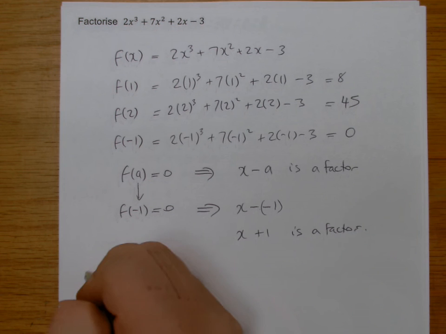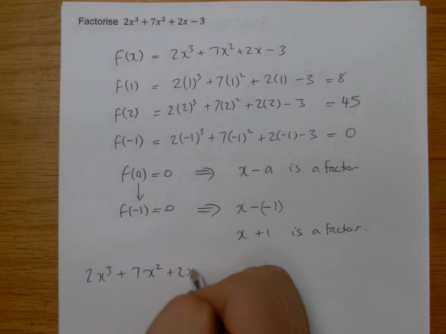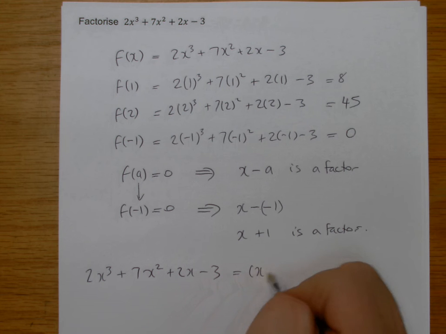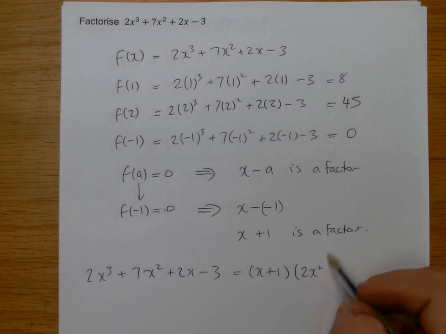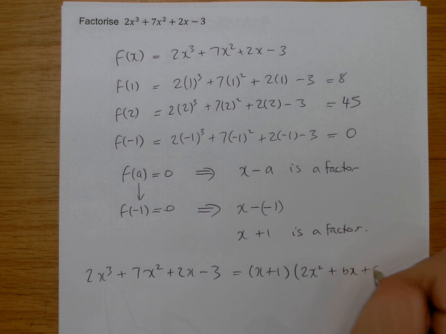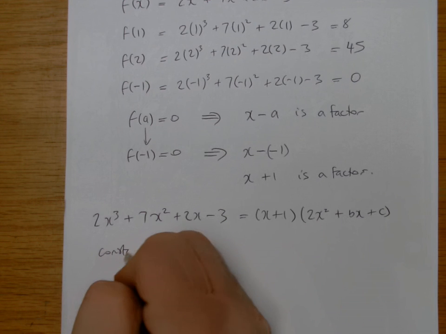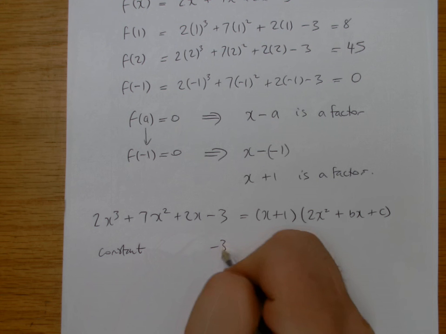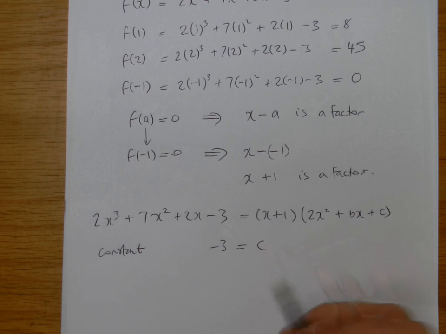So then we can write this 2x cubed plus 7x squared plus 2x minus 3 as x plus 1, bracket then. Now, remember from last lesson, you'd have to put 2x squared there, because we've got 2x cubed here. So times them together will give me 2x cubed, plus bx plus c. Then we compare the constants to start with. So you've got minus 3 here. The constant here will be 1 times c, which is c. So c is minus 3.